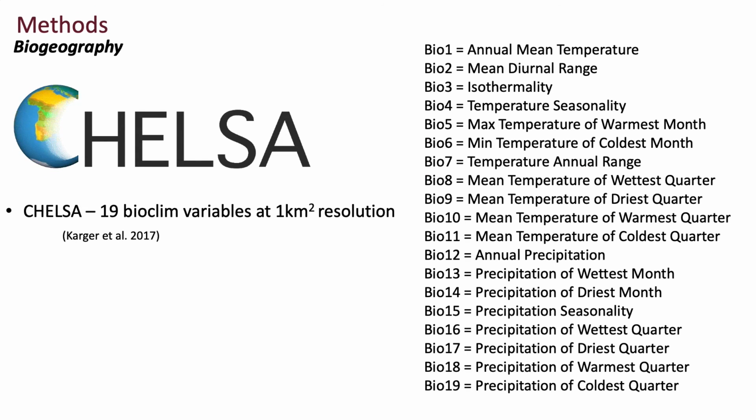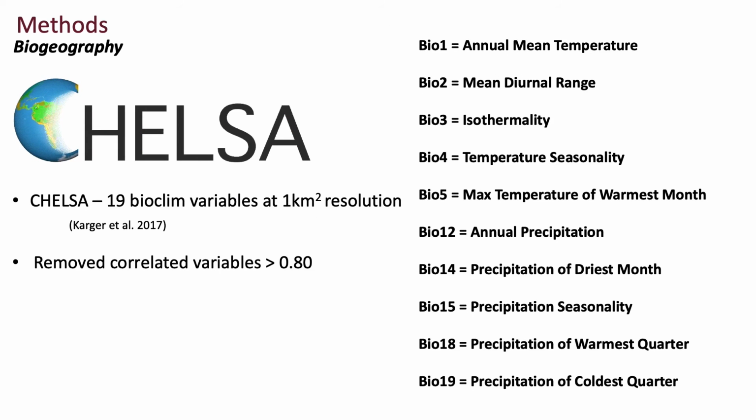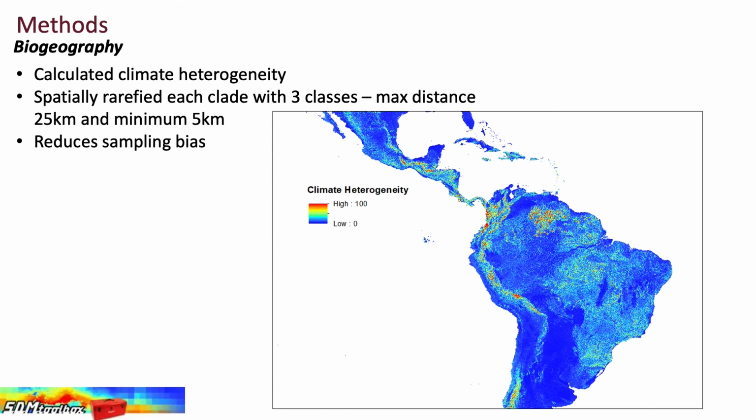So for the environmental variables, I used the 19 bioclimatic variables from Chelsea, and these are all related to either temperature or precipitation. And then I also used soil variables, and those are the 12 variables from ISRIC, and both data sets were at 1 kilometer squared resolution. And then I removed correlated variables greater than 0.8. There were no soil variables that were correlated, and these were the resulting bioclimatic variables after removing correlated variables.